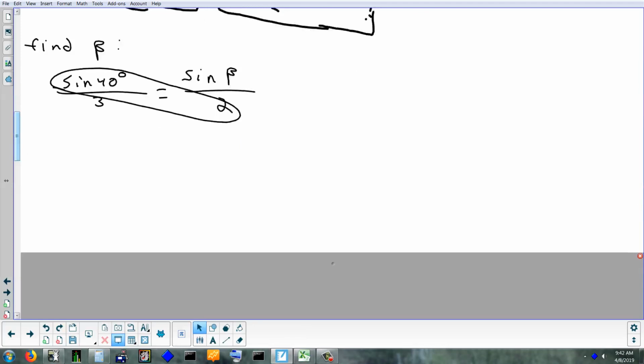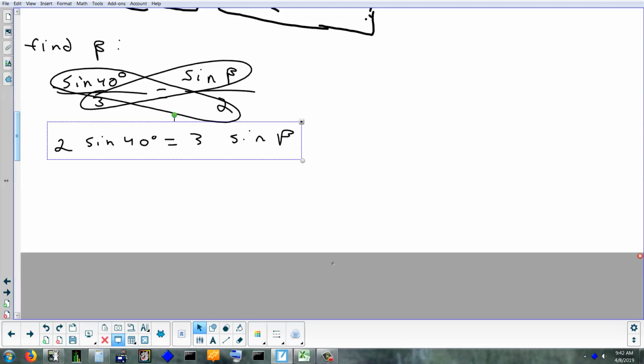So we've got 2 sine 40 equals 3 sine beta. So I want to get beta by itself. There's two things that are preventing it from being alone. There's a 3 and there's the function sine. Well, we can get rid of what's farthest away. The way I think of it is, beta is being protected by sine because it's right next to it. The 3 is further away, so it can't protect it. So it's easier to get rid of it because it's further away from beta.